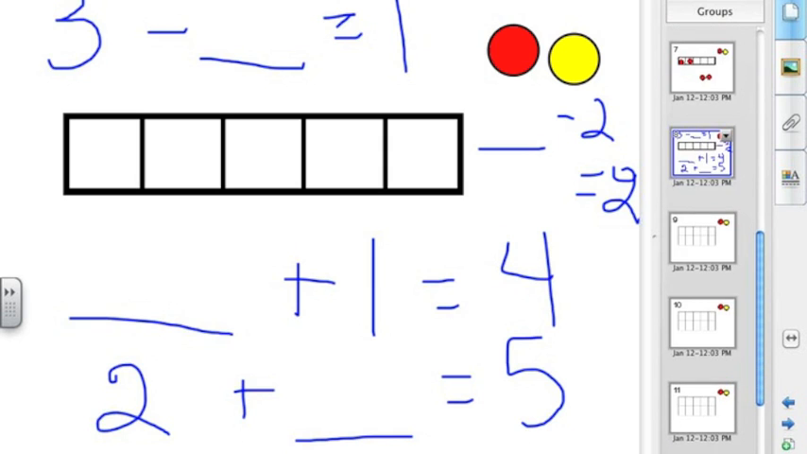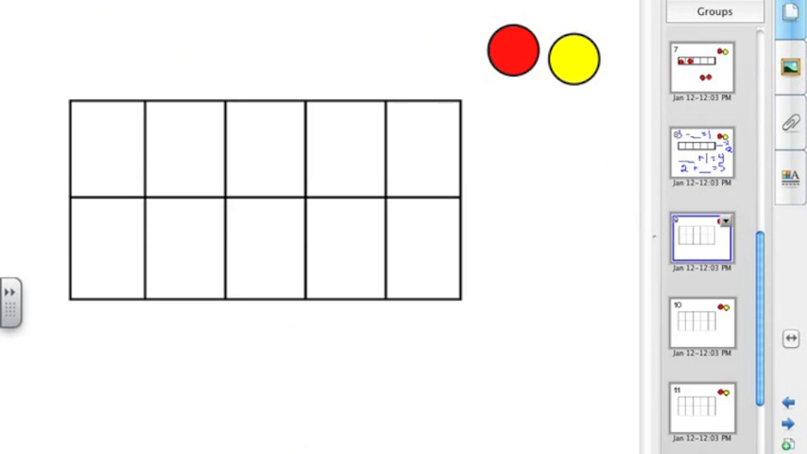Let's look at some 10 frames. If grade 3s, for example, can't do that, what? You guys are funny. Make fun of me. Hypothetically, in your practicum, if your grade 3s can't do that?